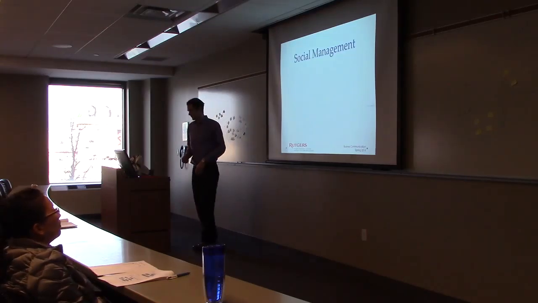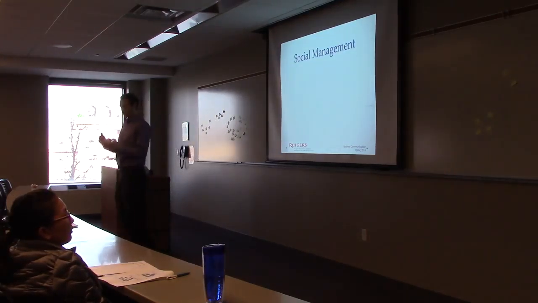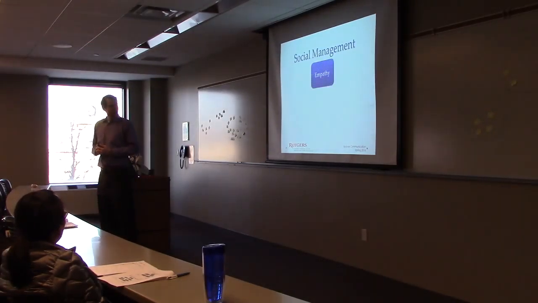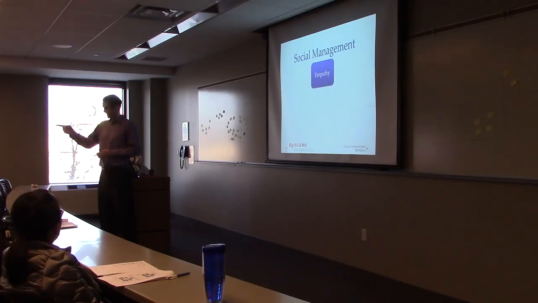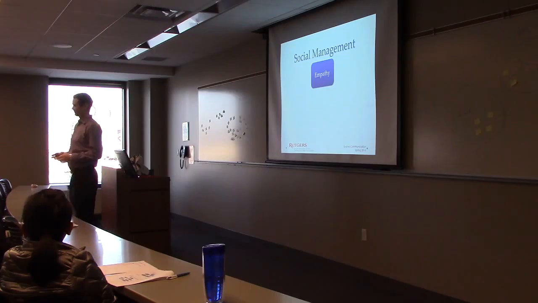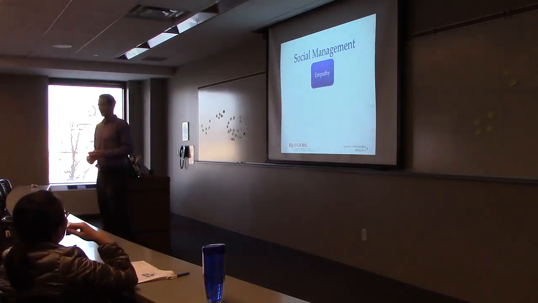Social management. What do we have? We have the ability to manage our social lives, manage our social interactions. Number one, empathy. What does empathy mean? Vanessa. The ability to put yourself in someone else's place, the attempt to so that you can understand what they're going through. Yes. Understand what they're going through.